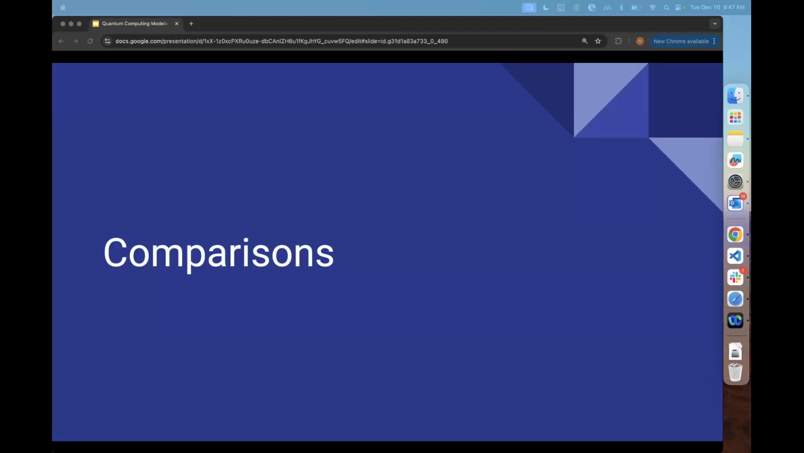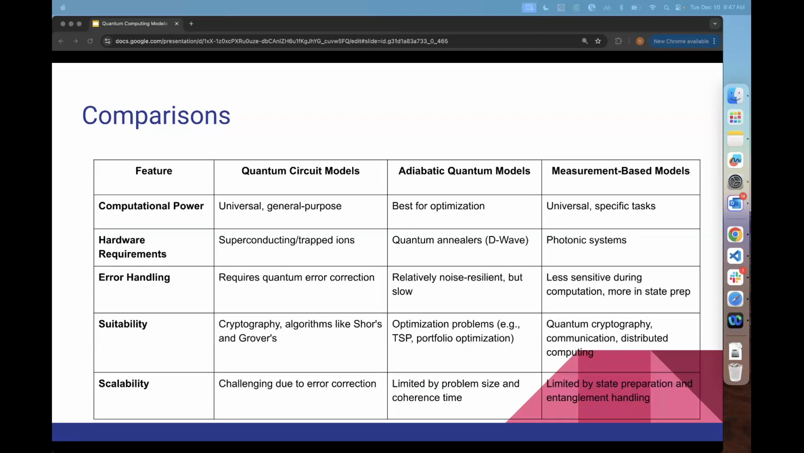Now let's take a look at some comparisons of the models that we discussed so far. So first, on your left, you can see the features: computational power, hardware requirements, error handling, suitability, and scalability.